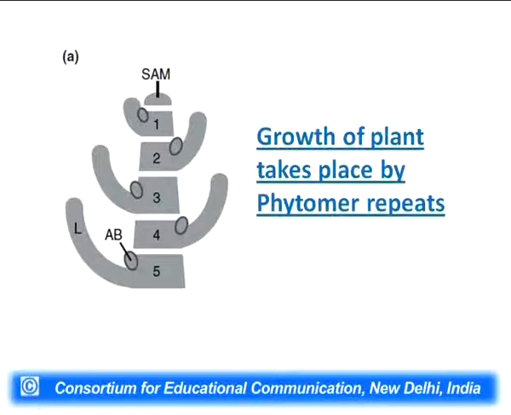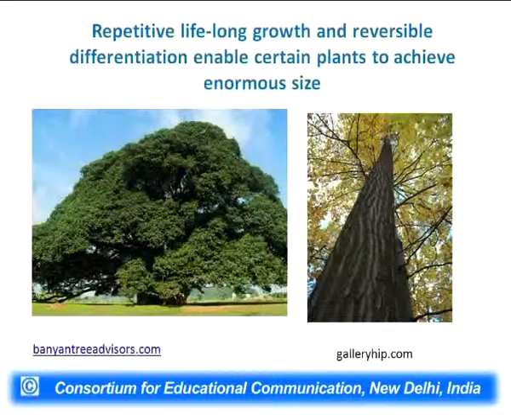Thus you can always consider a plant as a repetitive growth, and a lot of phytomers come together one after another, and a series of phytomers coming together makes a whole plant. So these three processes I told you about, lifelong growth, repetitive growth, and reversible differentiation, come together and help a plant to grow sometimes almost indefinitely, and they keep growing bigger and bigger. So you can see here plants which really are very huge and enormous structures.